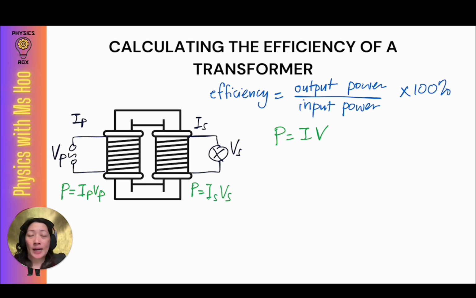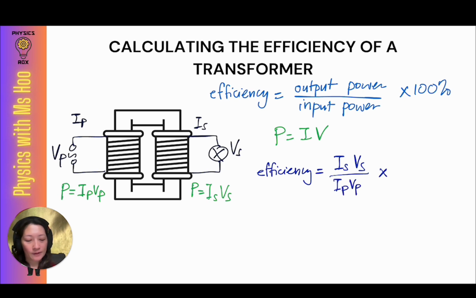What we know now about the electrical power of each circuit, we can substitute into the efficiency formula. So from here, efficiency equals, the output power is on the output circuit, so therefore, we can put ISVS on the top. Input power is the power on the input circuit, so that would be IPVP. And we multiply this with 100%.